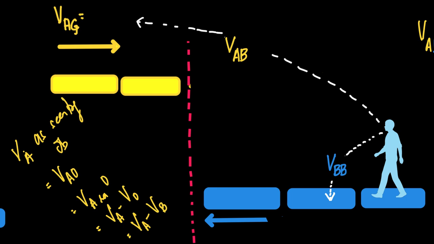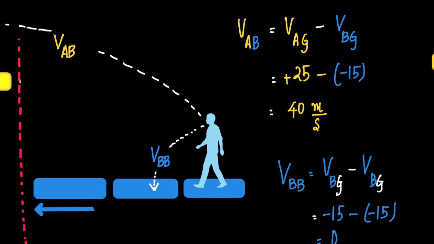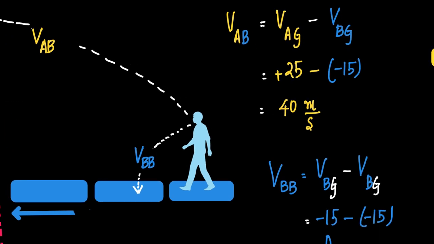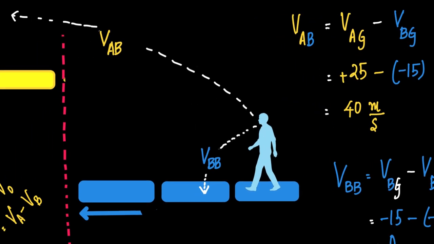Train B is at rest. How? Okay, right. So when the person visualizes train A from B, what he sees is velocity of A with respect to B, which is VAB equal to VAG minus VBG. VAG is 25, VBG is minus 15, so this becomes 25 minus 15, 40 meter per second.